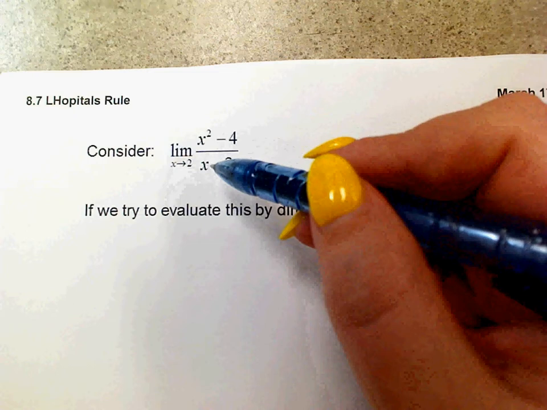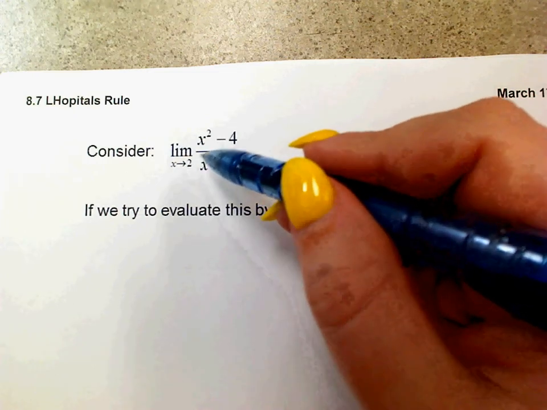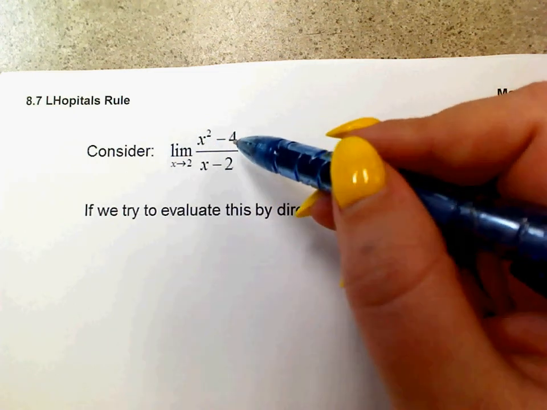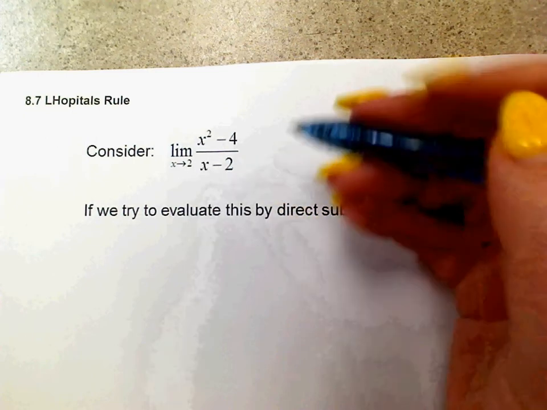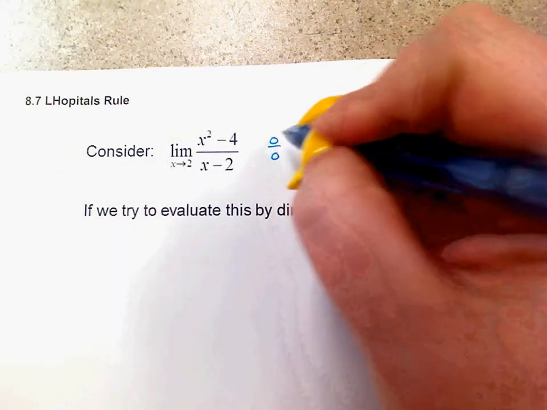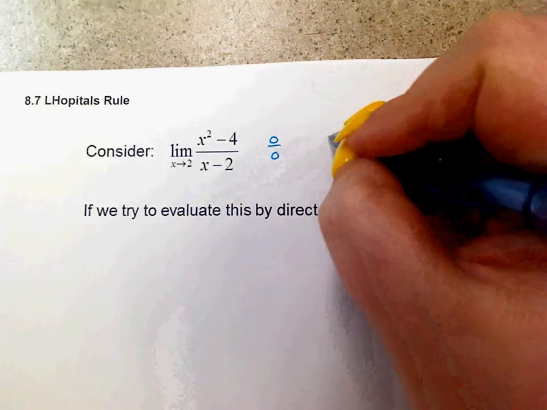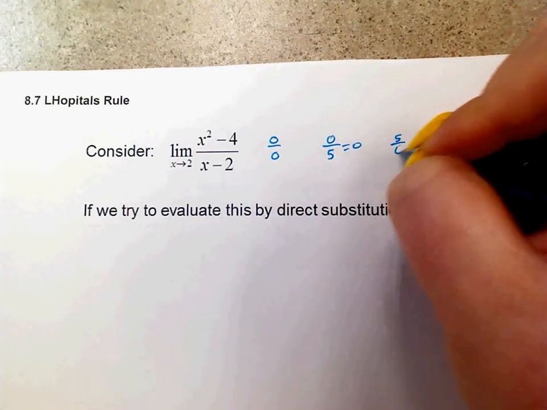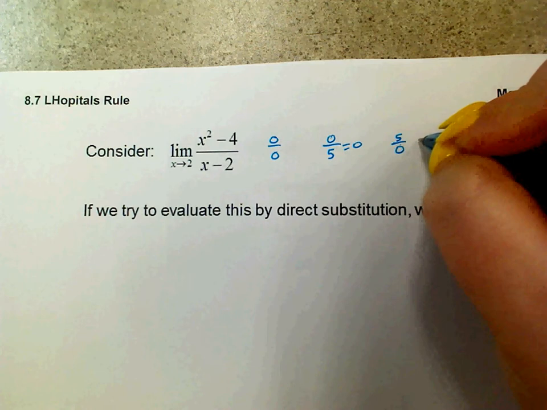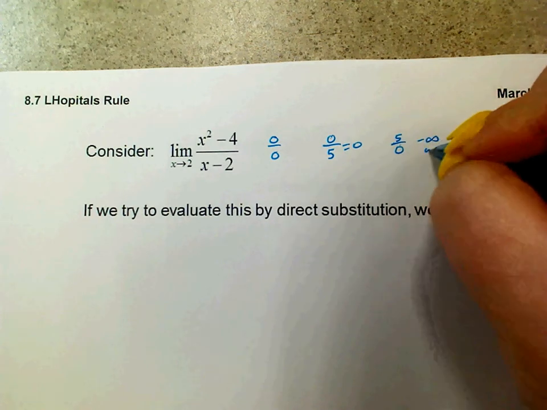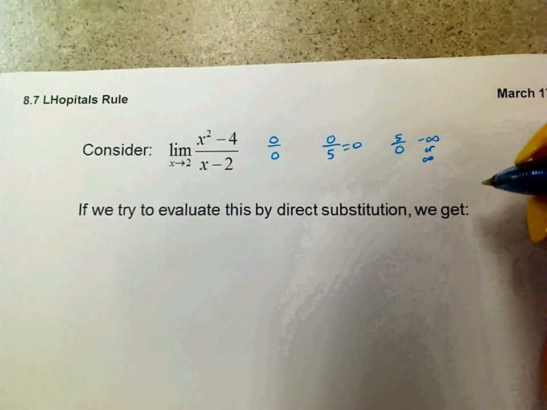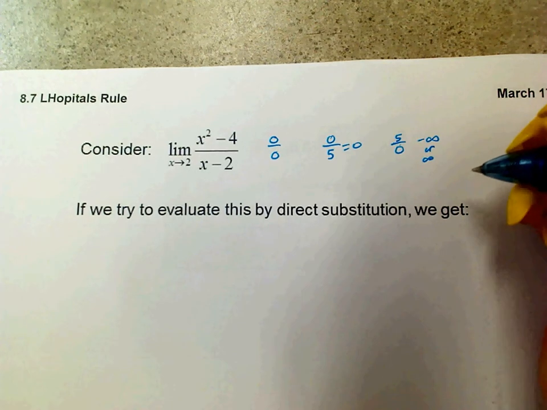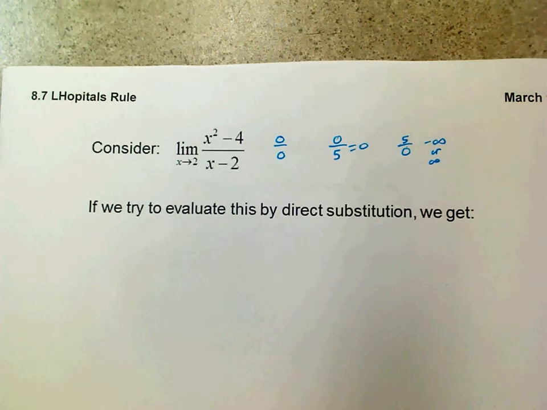you should always plug in the value that x is approaching. So I've got 2 squared minus 4, which is 0, over 2 minus 2, which is 0. So we get 0 over 0, which is actually an indeterminate form. If you were to get 0 over, say, 5, then the answer is 0. If you were to get 5 over 0, then the answer is either negative infinity or positive infinity because it's a vertical asymptote, and you need to figure it out. Is it going up or is it going down by plugging in numbers approaching it?